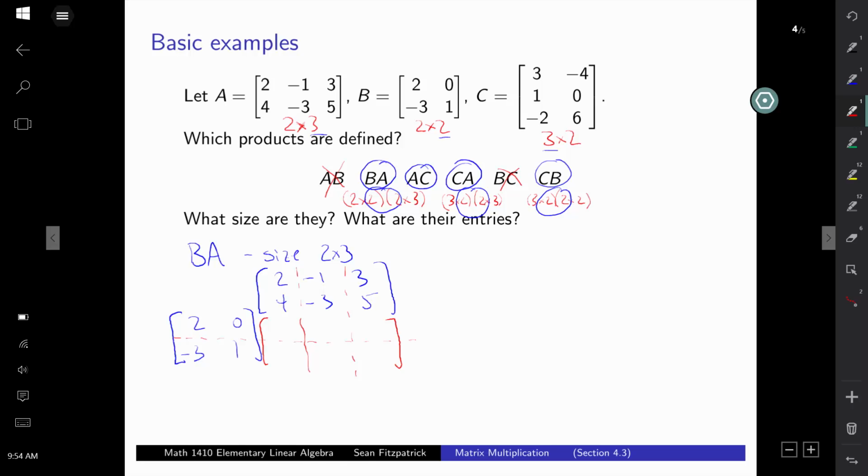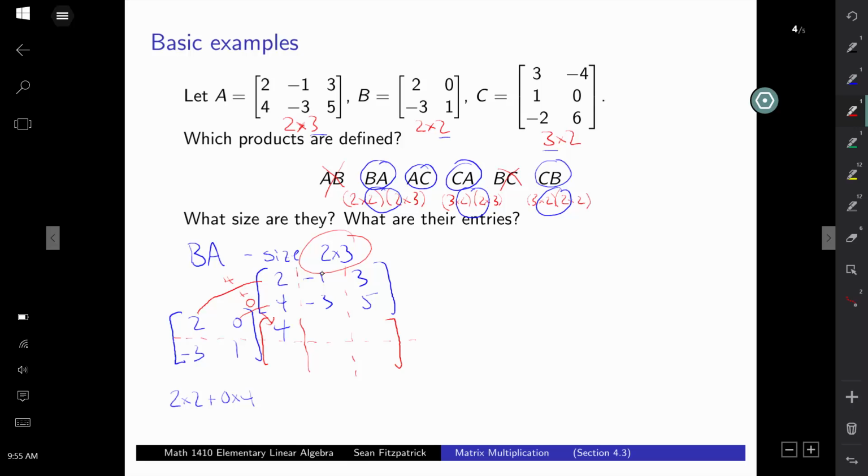2 rows from the left, 3 columns from the right gives you a 2 by 3 matrix overall. And each of the entries, you can work out what each of the entries should be. If I want to do, let's say, this entry here, this entry corresponds to this row, and it corresponds to this column. So I should do row 1 times column 1. So I do 2 times 2 plus 0 times 4 gives me a 4 that goes in there, right? So basically I multiply this, that gives me a 4, that gives me a 0, and I add them together, and that goes in there, right?